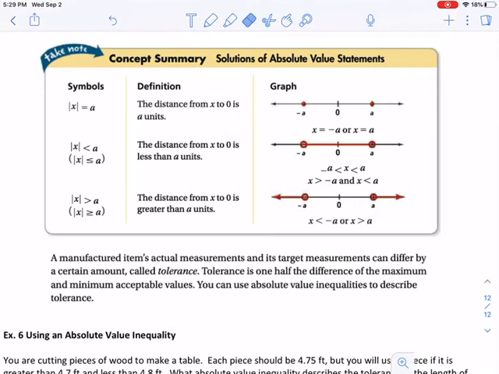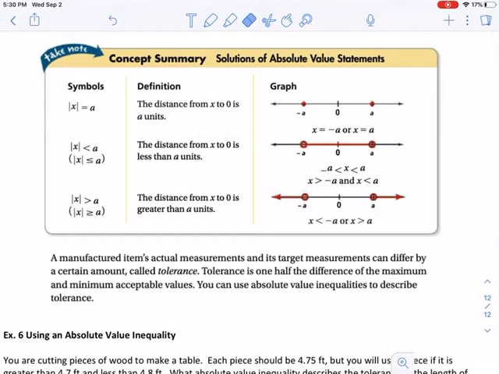The next one says the absolute value of x is less than a, or the absolute value of x is less than or equal to a. That tells us that the distance from x to 0 is less than a units away. So less than means that you're itty bitty, you're small. That means you have a small view. You have a starting point and a stopping point and you're stuck in between. Less than, less, small view, right?